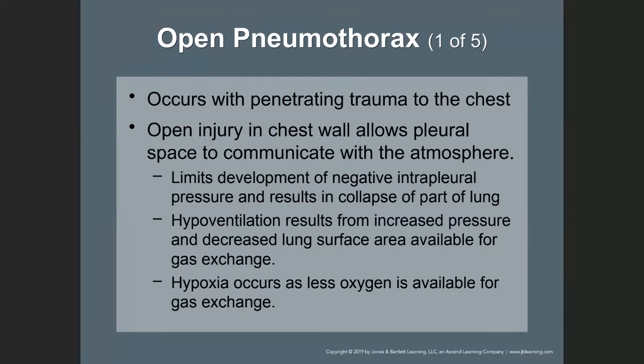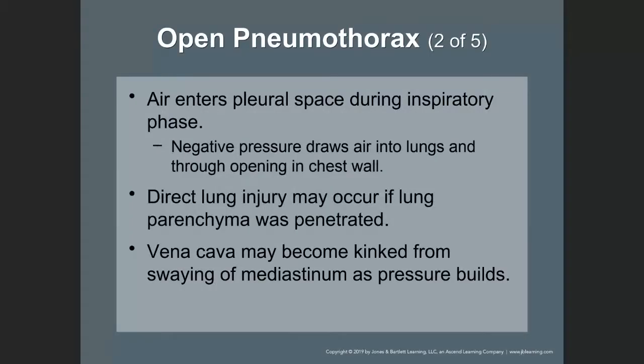Hypoventilation results from increased pressure and decreased lung surface area available for gas exchange. Hypoxia occurs as less oxygen is available for gas exchange. Air enters the pleural space during inspiratory phase. Negative pressure draws air into the lungs and through the opening in the chest wall. Direct lung injury may occur if the lung parenchyma was penetrated. The vena cava may become kinked from swaying of the mediastinum as pressure builds. That's when it starts to become a tension.